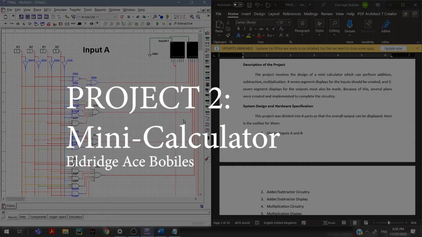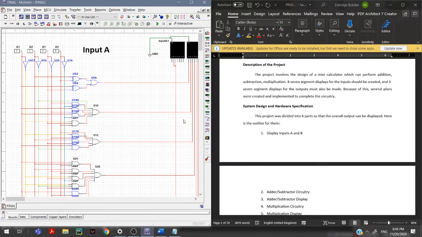Hi guys, today we will discuss the implementation of my mini calculator. The description for this project was to create a mini calculator that can perform addition, subtraction, and multiplication of two 4-bit inputs.